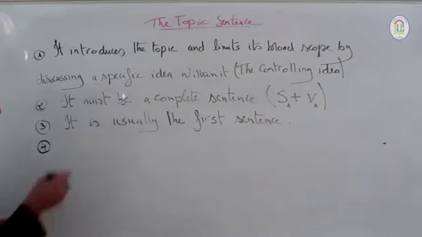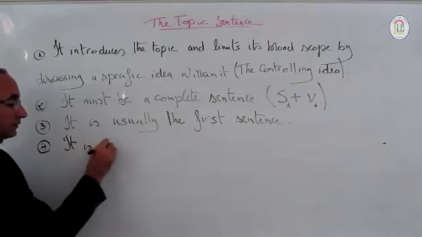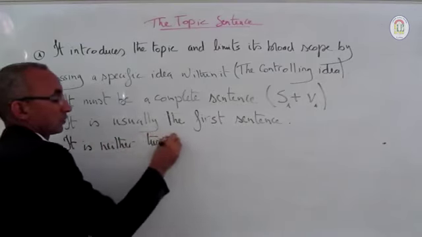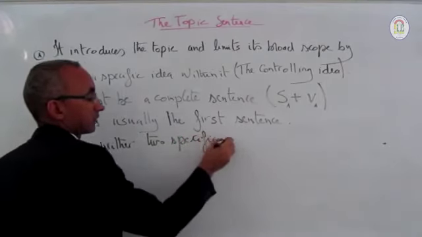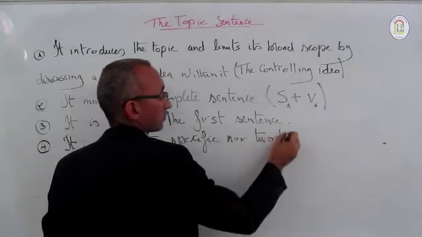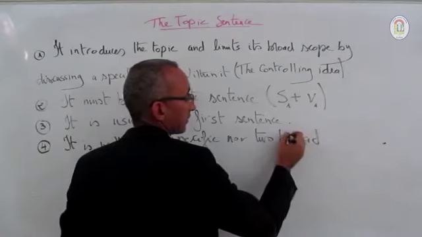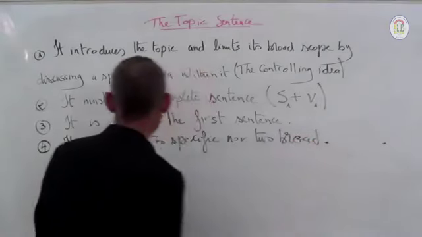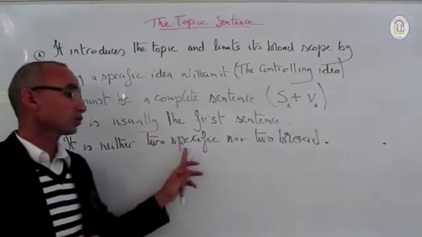Okay. Neither too specific nor too broad. You find this definition in some academic books, of this feature for topic sentence. In some academic books, they say that topic sentence is neither too broad nor too specific.